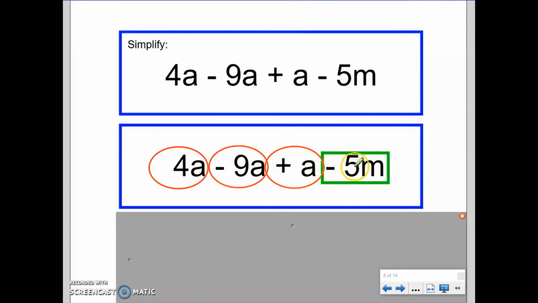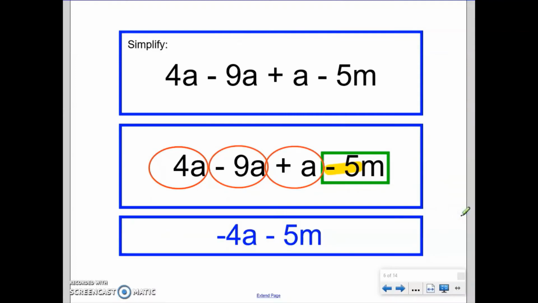My minus 5m, I'm starting on minus 5, and I'm not doing anything to the m. I'm not adding anything. I'm not subtracting anything. So that's just going to remain as it is. So if I go ahead and simplify this expression, I'm left with minus 4a from simplifying the red circles, and minus 5m, that's because nothing happens to the green box. And this is my simplified expression after I've collected the like terms.